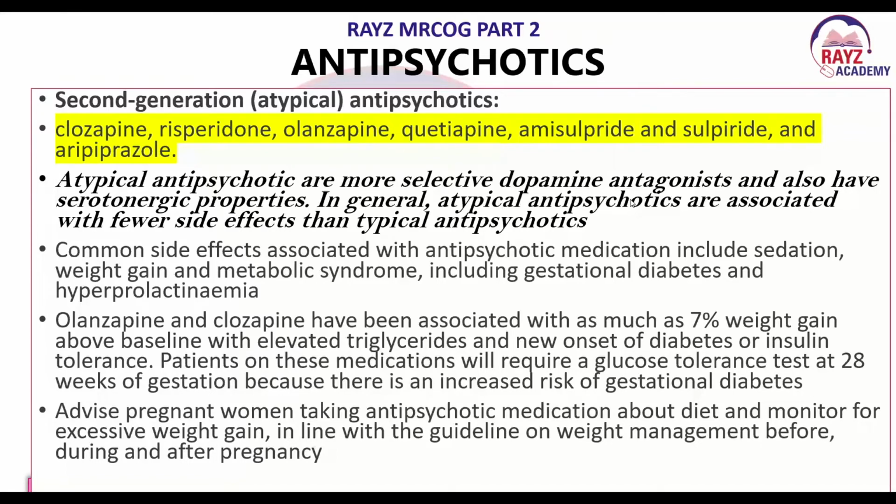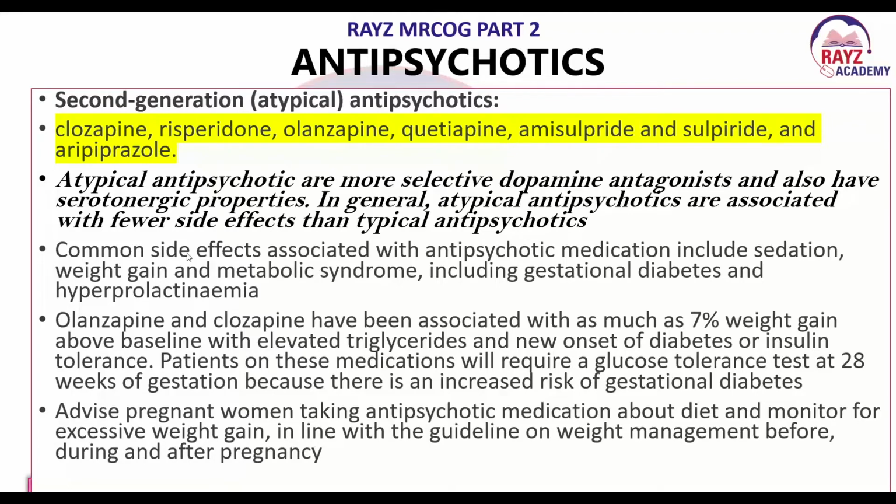These atypical antipsychotic drugs are associated with fewer side effects than the typical antipsychotics. So we have first generation antipsychotics and second generation antipsychotics. The first generation antipsychotic drugs are routinely not given because they have a higher chance of extrapyramidal side effects, and they cause more side effects in pregnancy. That's why the drugs which we are giving are the atypical or second generation antipsychotics.